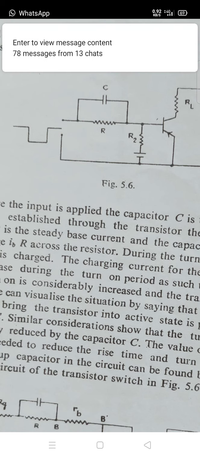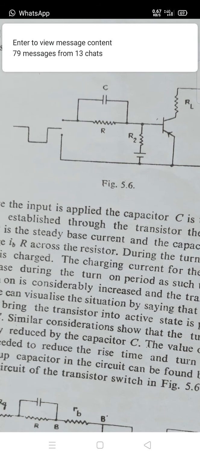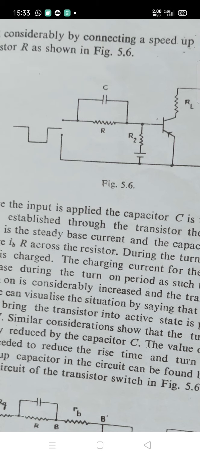You can visualize the situation by saying that the base charge needed to bring the transistor into active state is provided by the capacitor C. Similar considerations show that the turn-off time is considerably reduced by the capacitor C. The value of the speed-up capacitor needed to reduce the rise time and the turn-on time with the speed-up capacitor in the circuit can be found by drawing the equivalent circuit of the transistor switch in the next figure.